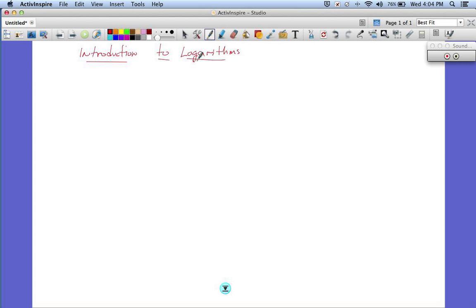So logarithms were created. Yes, I did say created. They were created to be the inverse of exponential functions, which means they undo an exponential function.